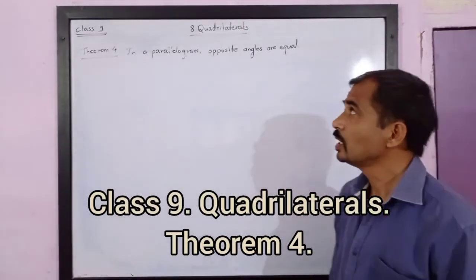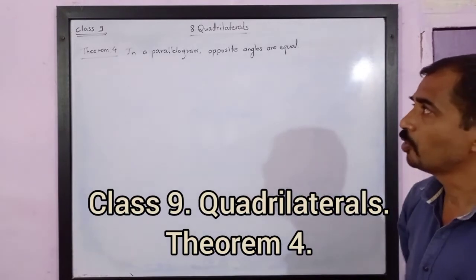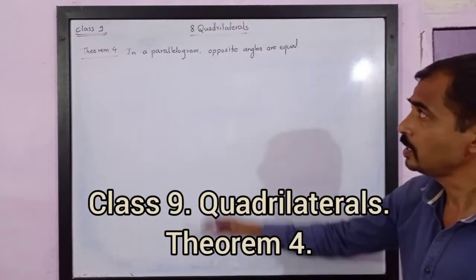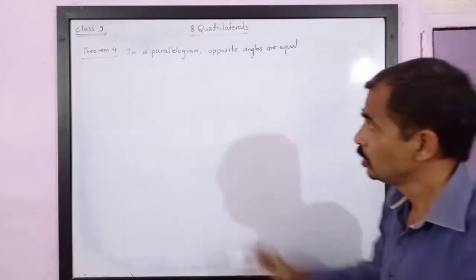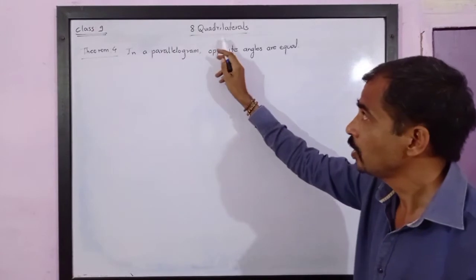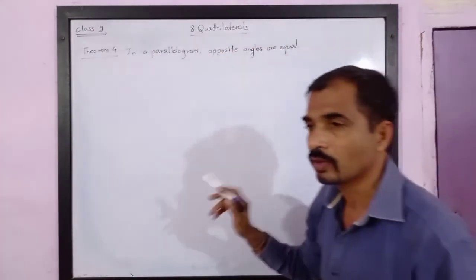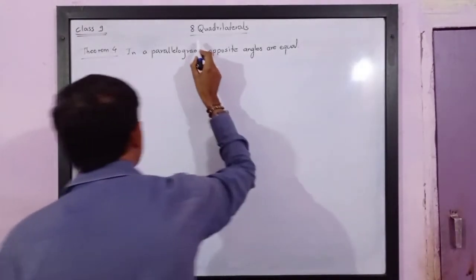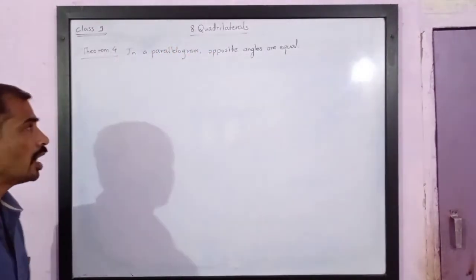Dear friends, in class 9 we are studying 8th chapter and we have theorem number 4. Theorem number 4 states, in a parallelogram, opposite angles are equal. So, in a parallelogram means this part is given to us and we need to prove this part. Opposite angles are equal. So, we are given a parallelogram and we have to prove that opposite angles are equal.